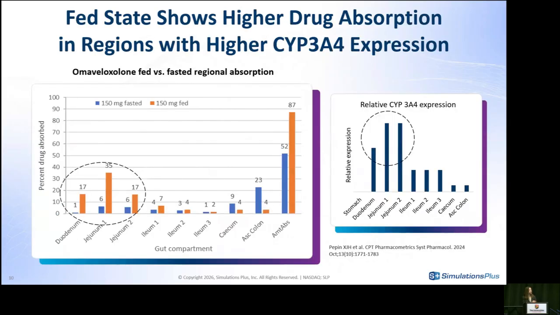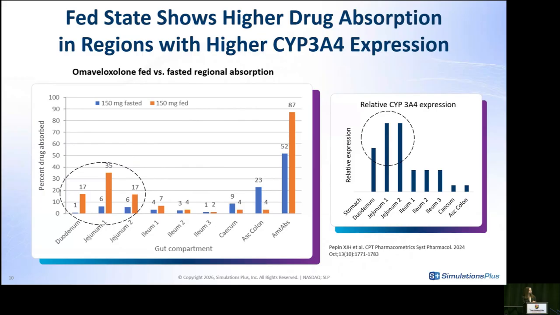And what we saw was that in the fed state, there was higher drug absorption in regions with higher CYP3A4 expression. So this shows percent drug absorption in the different gut compartments. You can see in orange in the fed state, we had much higher percent absorbed compared to the fasted state in blue. And when you look at this plot of relative enzyme expression in the different gut compartments, you can see indeed this area is the area with the highest gut enzyme expression.